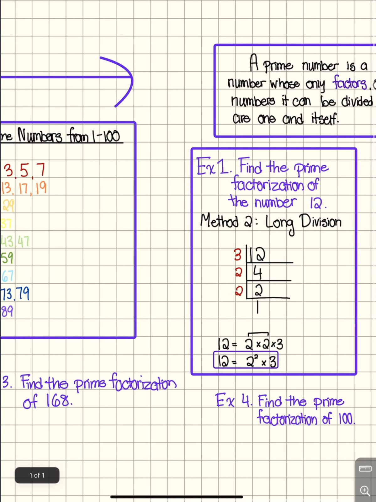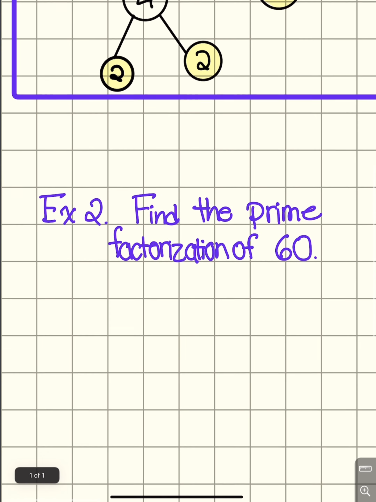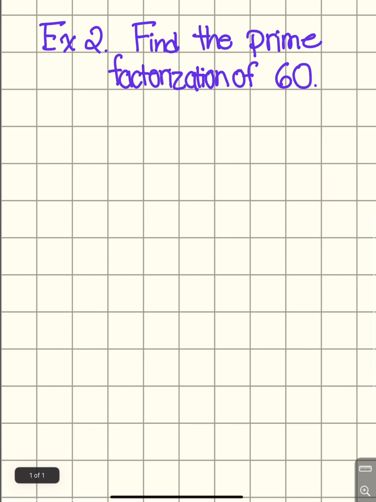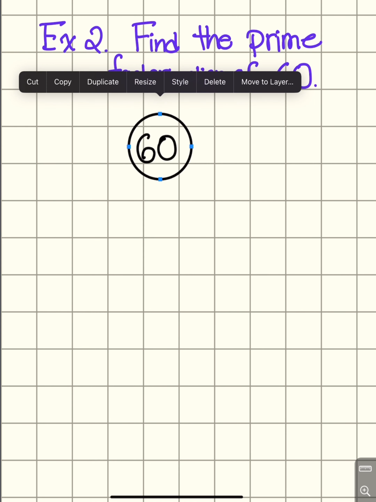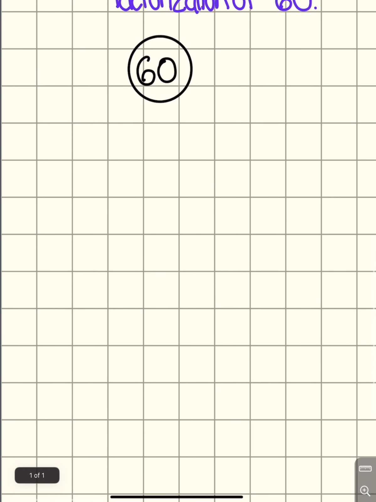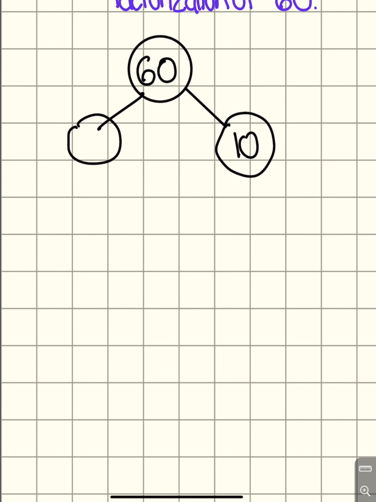Now we're going to look at another example. This example says to find the prime factorization of the number 60. So for this example, I'm going to be using the factor tree method because I find that that's a little bit easier for me. We're going to start off with our number 60. And I know that I can split 60 into two numbers such as 6 and 10. So on this branch, I'm going to write 10. And on this branch, I'm going to write 6.